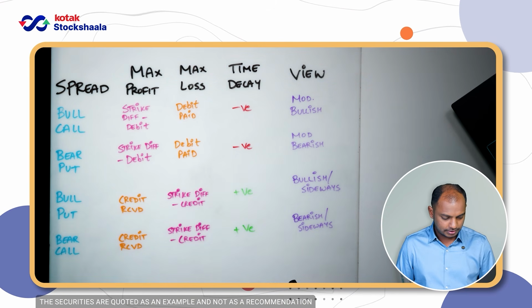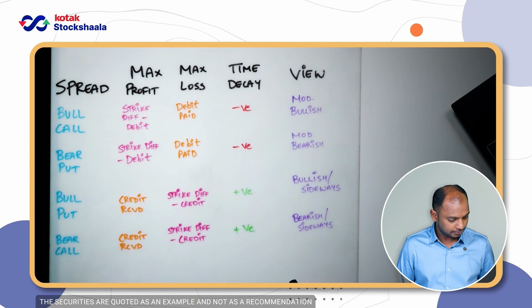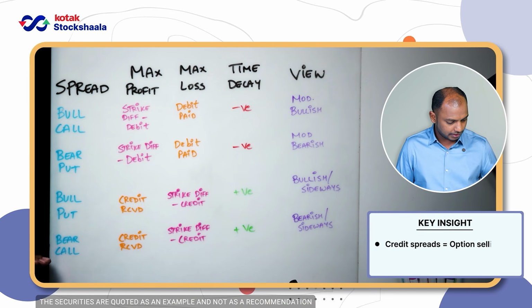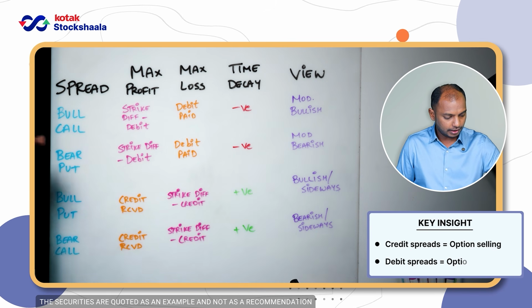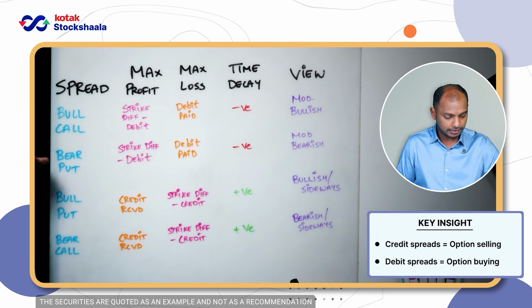In fact, you can go ahead and take a screenshot of this so that you never have to think about it once again. So let's start analyzing this from the favorite spreads that I have. I love the bull put as well as the bear call because they are net credit spreads, whereas bull call and bear put are net debit spreads.